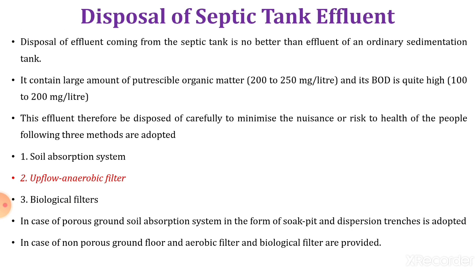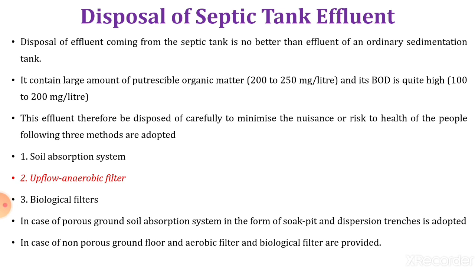Effluent coming from the septic tank is not better than the effluent of an ordinary sedimentation tank. It contains a large amount of perishable organic matter and its BOD is quite high. This effluent therefore must be disposed of very carefully to minimize the nuisance or risk to the health of the people. The following three methods are adopted. First is soil absorption system, then upflow anaerobic filter and biological filter.